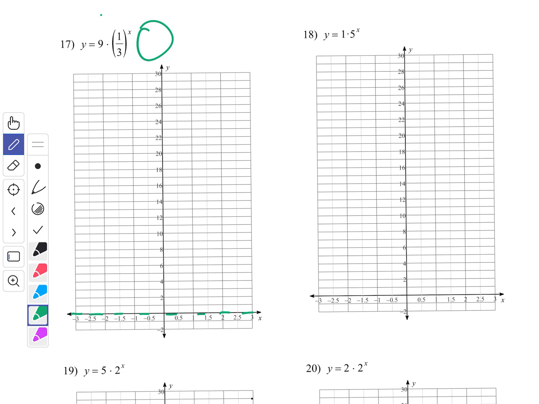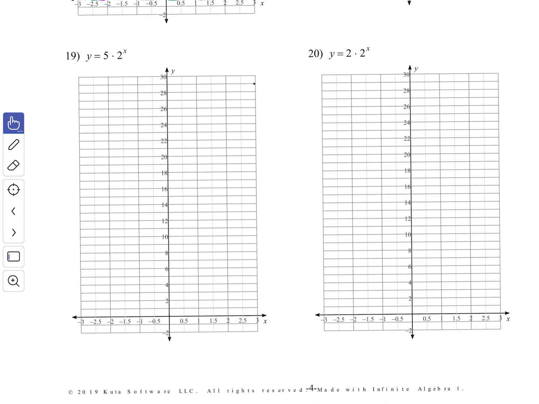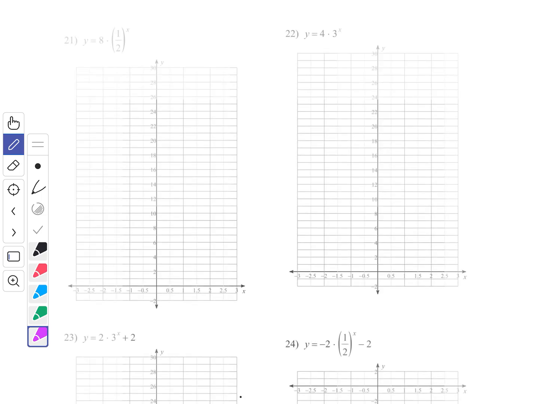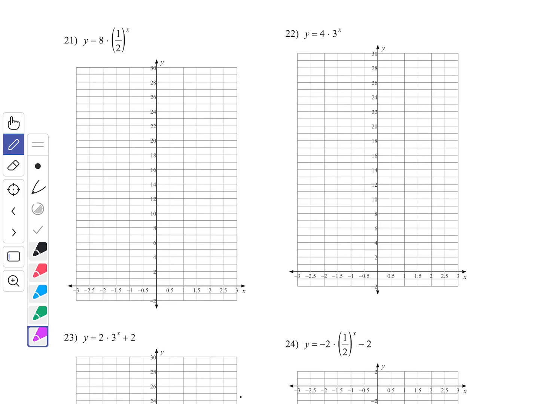So, our asymptote, there's no plus or minus here, so it's going to ride along here. Okay, and in fact, let's do them a different color. Let's kind of look at them all. 18, same idea. Okay, 19 and 20, same idea. So we've got the asymptote on that x-axis. Now, if we look at number 23 and 24, these ones are actually going to be different. So we won't look at those ones yet.